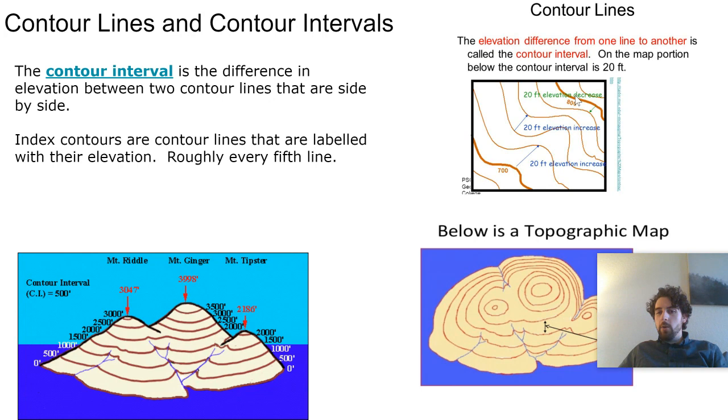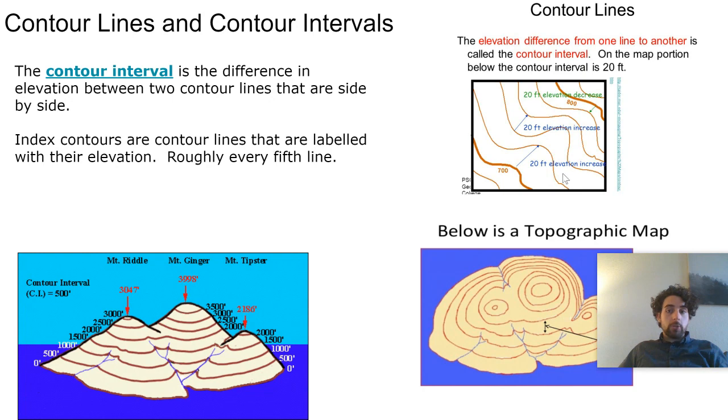The contour interval will often be labeled on a map. If it's not, you can usually calculate it by finding two index contours like 700 to 800, subtracting them from each other, then counting the number of lines between them and dividing by the number of those lines. So 800 minus 700 is 100. Then there's 1, 2, 3, 4, 5 lines, if you're counting from 700 to 800. So take 100 divided by 5 and you get 20 feet.